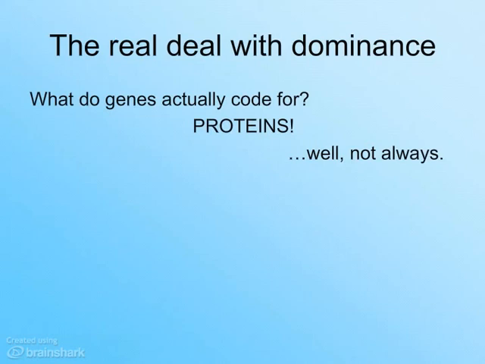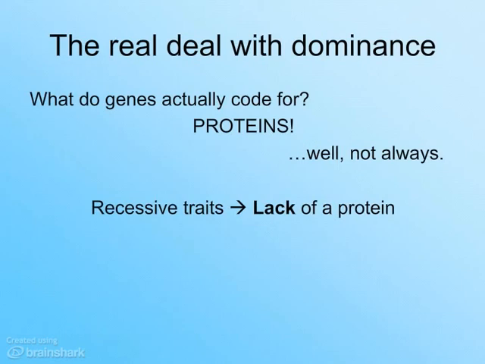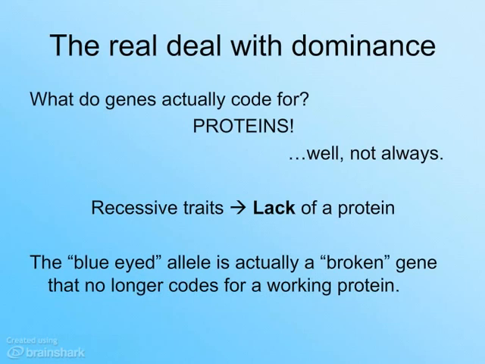So this trait of blue-eyedness is actually due to the lack of a particular protein, and that's what we call a recessive trait. And that's how a heterozygous individual who has a dominant brown allele and a recessive blue allele will show the dominant trait, because they have an allele that codes for a working protein. And that's all it takes in order to have brown eyes be expressed. So that blue-eyed allele is actually a broken gene that no longer codes for a working protein. And that's going to be the case with recessive alleles.